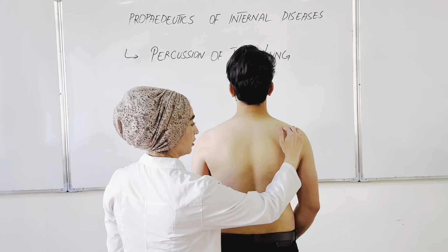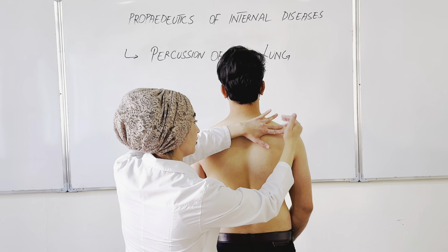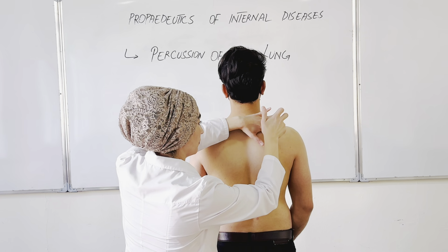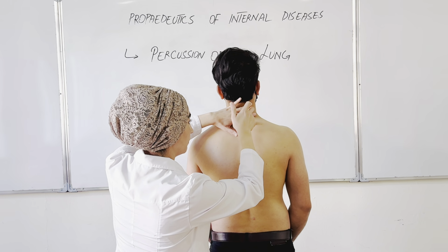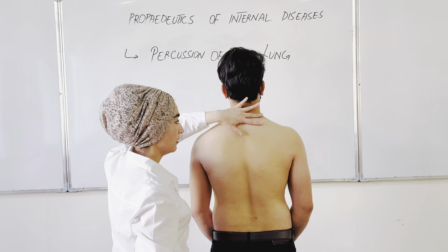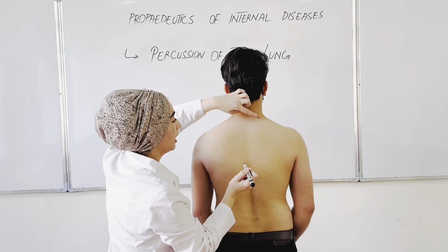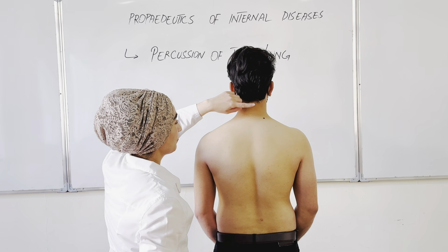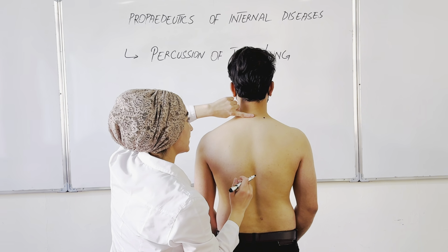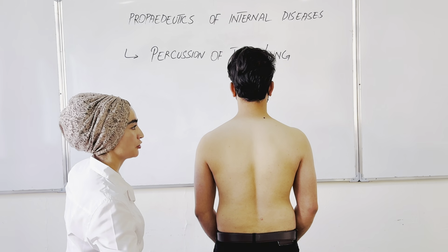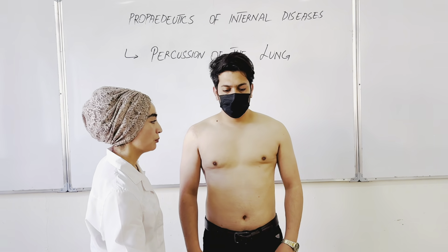On the back, we start on the suprascapular region, and again we move upward from clear to dull sound. Here it makes a dull sound, and we mark every time on the clear sound. The normal level of the upper border on the back side is at the 7th cervical vertebra. We finished the upper border.